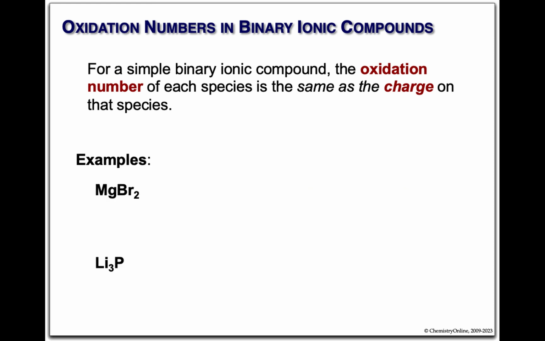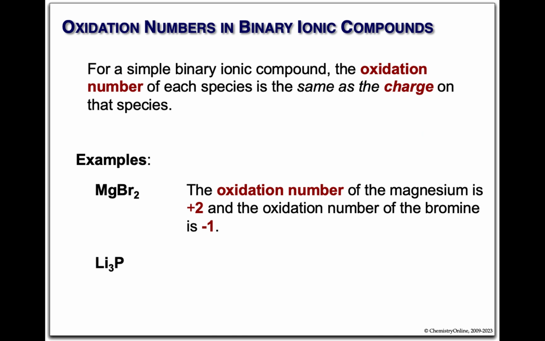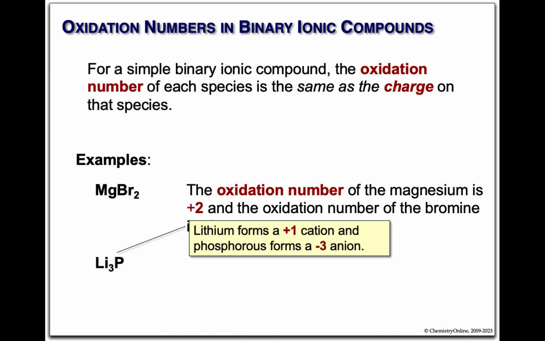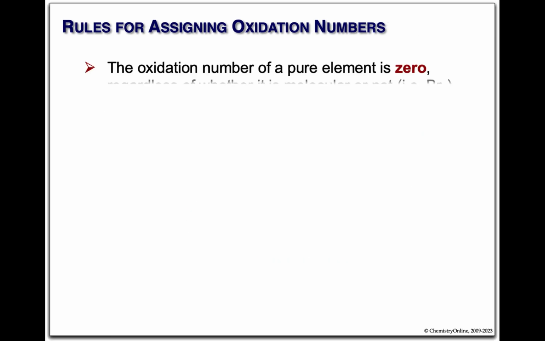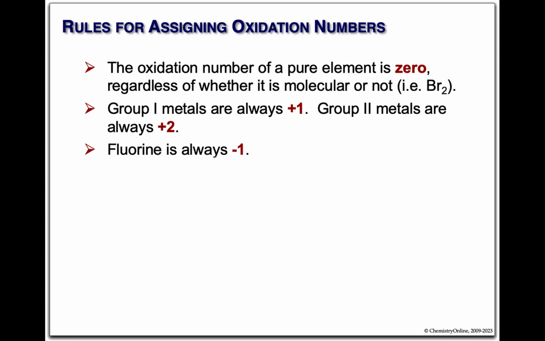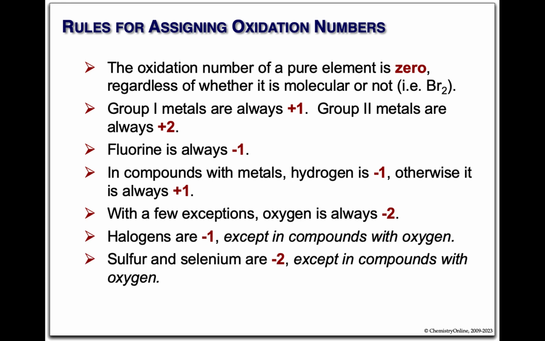If we had magnesium bromide, we simply look at this. The charge here is +2, -1. In terms of oxidation numbers, +2, -1. Same thing. Lithium phosphide, lithium +1, phosphorus -3. Oxidation numbers +1 and -3. The same as the charge. All right, my goodness, another set of rules. We're going to see these rules and use them in Chapter 5. Something to look forward to.